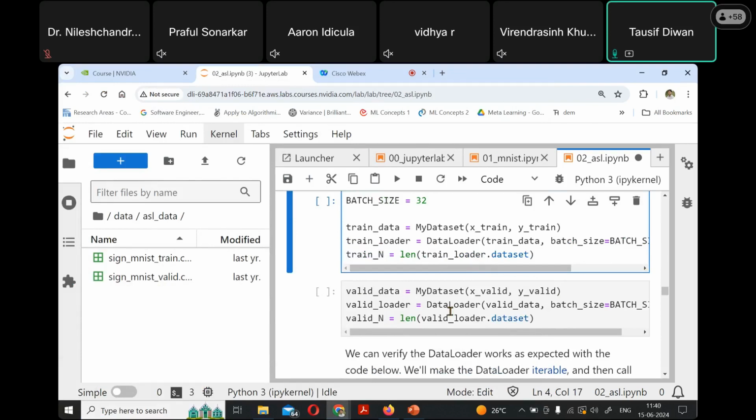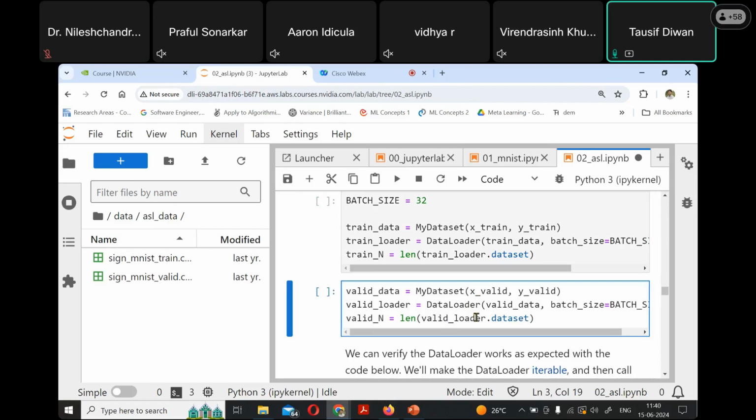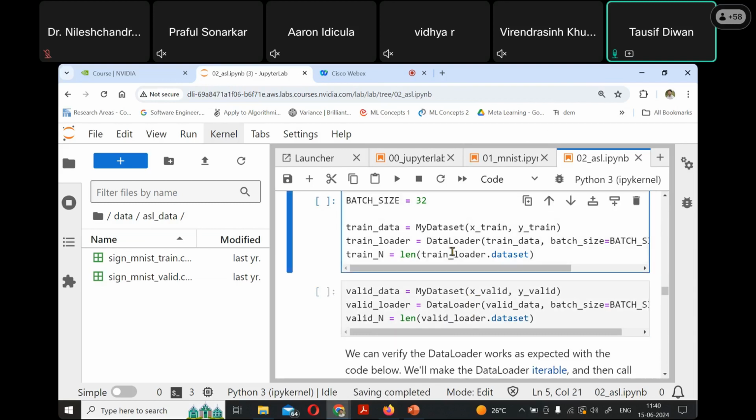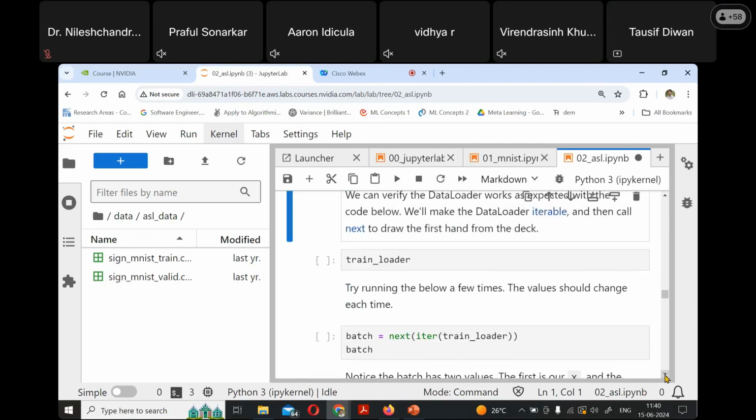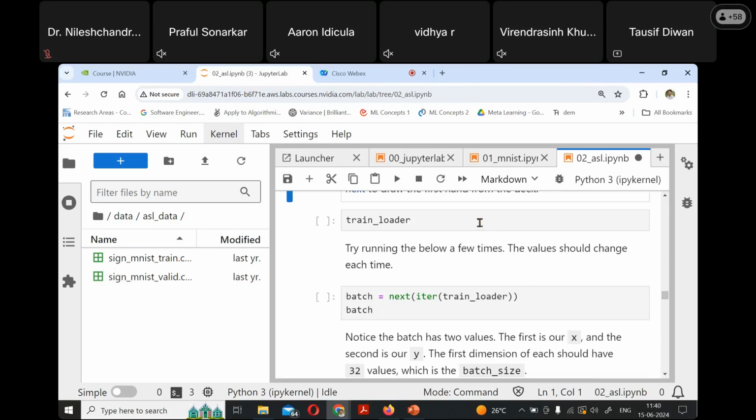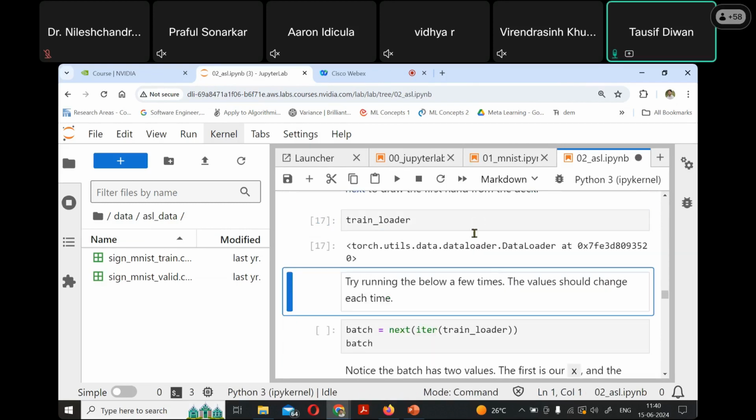Exactly the same thing I will do for validation data. First of all, validation data is custom created. Then this is the data loader for validation data, and this is the length of the validation loader. Just run this cell. If I print this train loader, then see what gets printed out. It's a utility of type data loader.